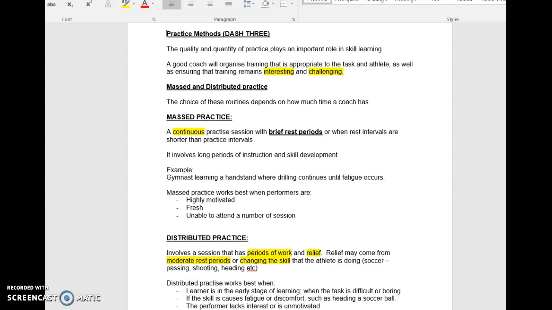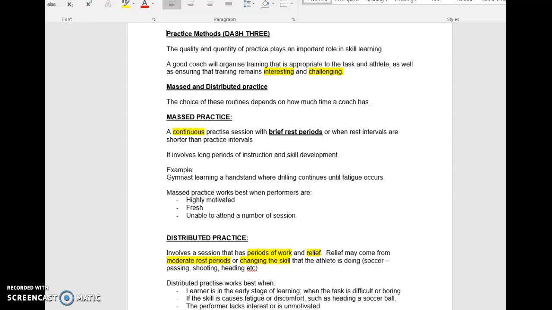Massed practice is also ideal for those athletes that are time poor or don't have enough time to participate in a number of sessions per week. The coach here is extending training periods and little rest breaks are given. You can see that if this practice method is going to be used for the athlete, they do need to be motivated and want to be at training.